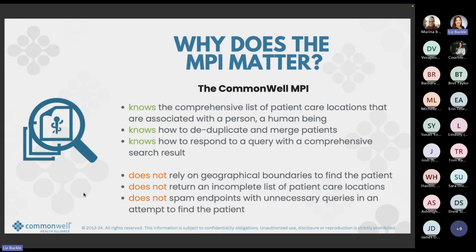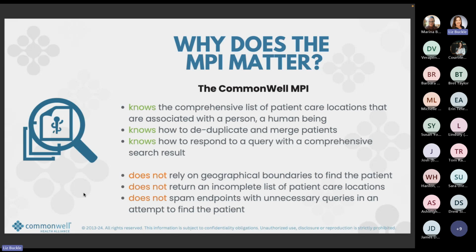So why does this matter? Well, over the years, these were working assumptions that were made. We have made some enhancements, but it's actually pretty cool to see that a lot of the original assumptions that were made by the founders of CommonWell still make sense and still seem to be the best way to do things. So it matters because, like I said, CommonWell is able to know the comprehensive list of patient care locations that are associated with a human, a person.